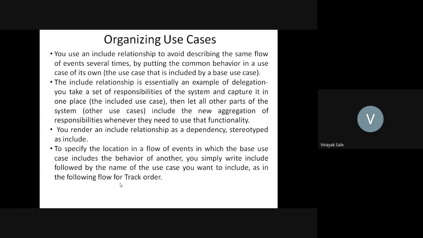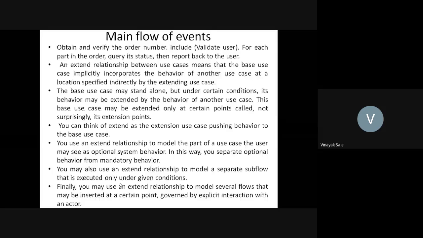You render an include relationship as a dependency stereotyped as include, and to specify the location in the flow of events in which the base use case includes the behavior of another, you simply write include followed by the name of the use case you want to include, as in the following flow for track order. So obtain and verify the order number, include Validate User for each user part in order, query the status, and then report back to the user.